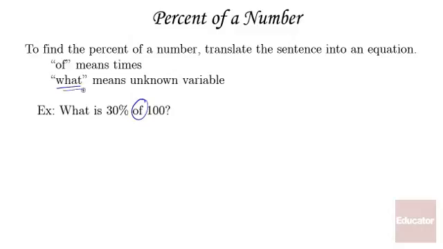When you see the word what, it means the unknown, right? What is what we're looking for? So that's going to be the variable. And then whenever you see the word is, it means equal. So whenever you see the word is, you're going to write that symbol. So whenever you're finding a percent of a number, you're always going to be multiplying the percent with the number because of this times, right?